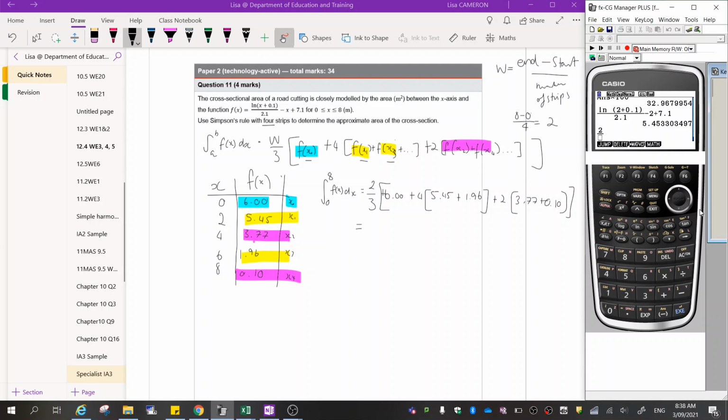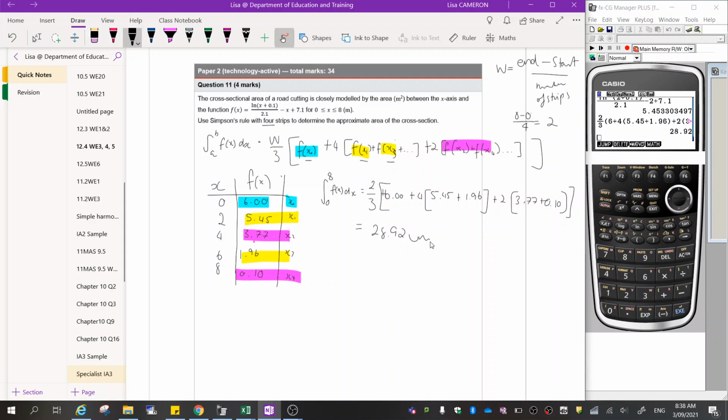So 2 over 3, bracket, 6 plus 4 times bracket 5.45 plus 1.96, close bracket, plus 2 times 3.77 plus 0.1, execute, and we get our answer of 28.92.